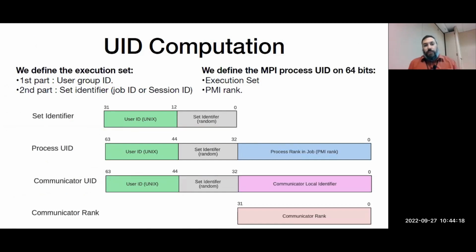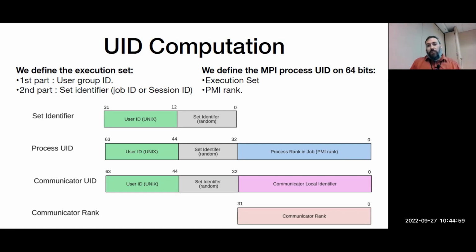So the first part of the work is really to define this unique identifier. This is how we got the different pieces that will create the unique identifier. You can see that it's cut in two parts. The first 32 bits are a set identifier, which will be composed of the user identifier. So any MPI processes belonging to a user cannot be mixed and connected to MPI processes of another user if you're launching multiple jobs on the same node.